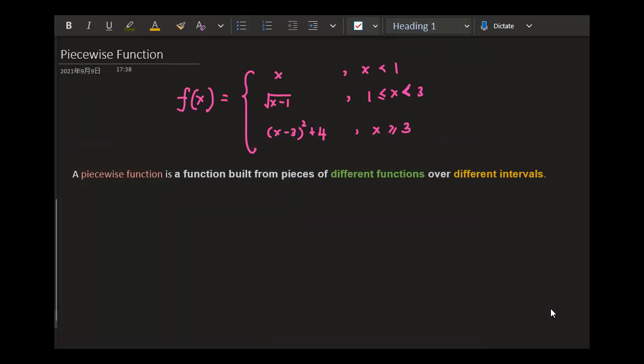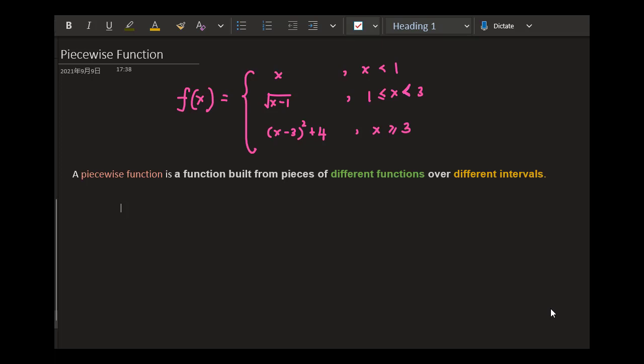Hi, see you again. This time we are going to learn about what is called the piecewise function. Before we learn about piecewise functions, make sure you understand all the other functions first, because this is a function built from pieces of different functions over different intervals.